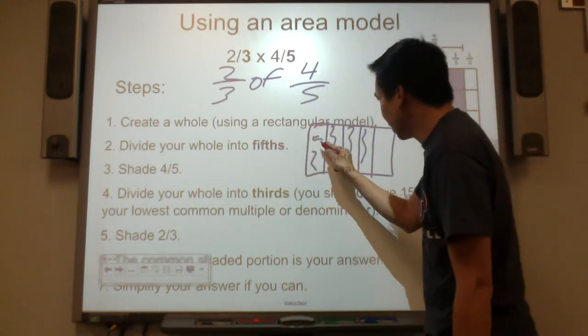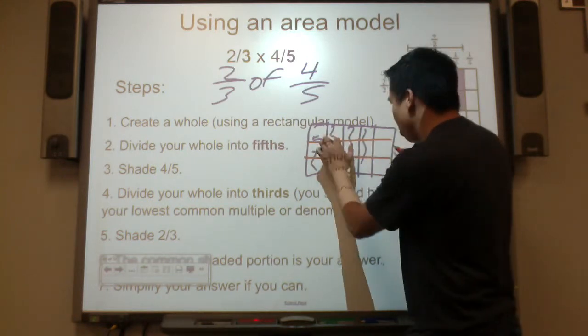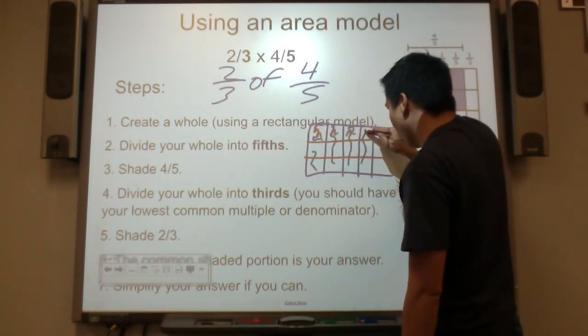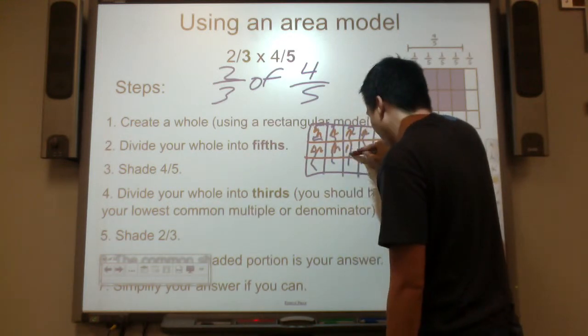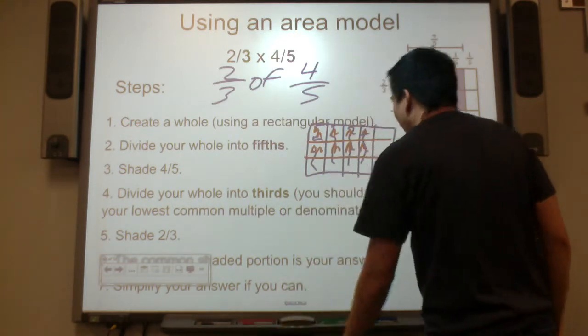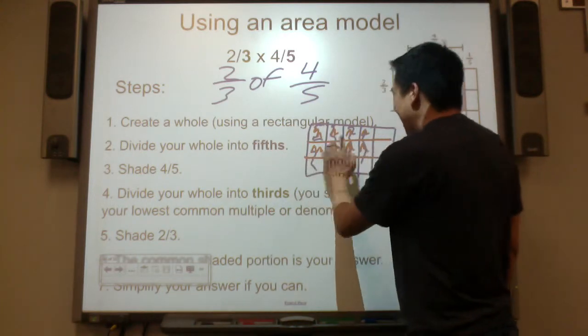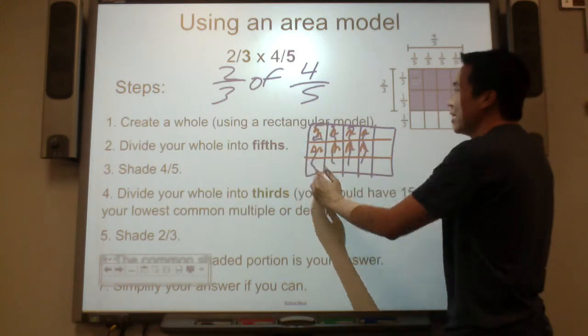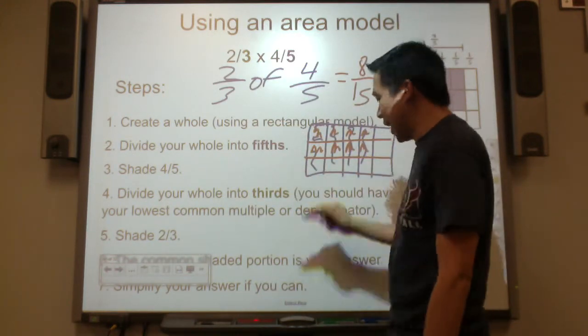Let's take out a second color. I'm going to cut this into thirds and shade it. So what is 2/3? This is 1/3 of this 4/5. This is 2/3 of the 4/5. So what fraction is shaded? 1, 2, 3, 4, 5, 6, 7, 8. 8 out of how many? 8 out of 15.